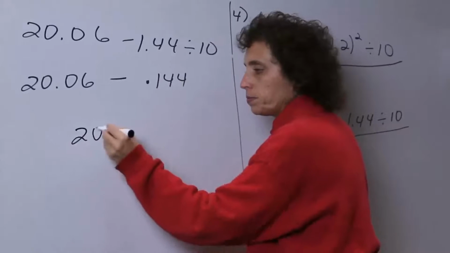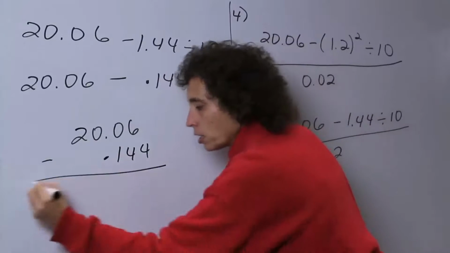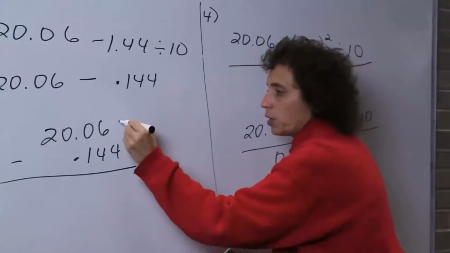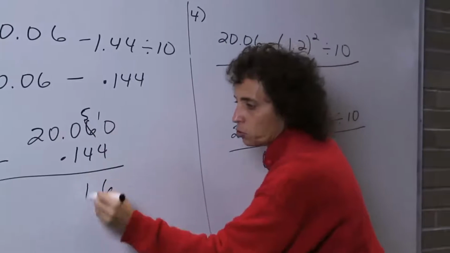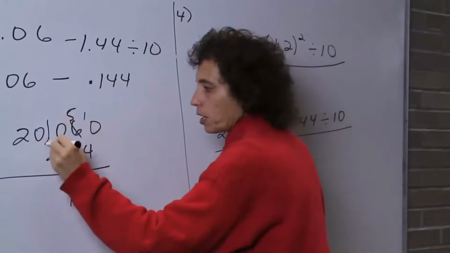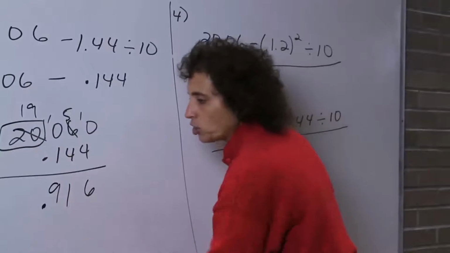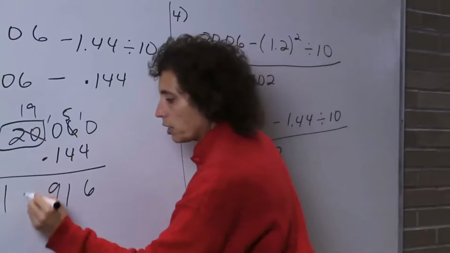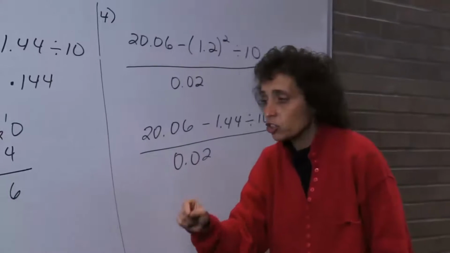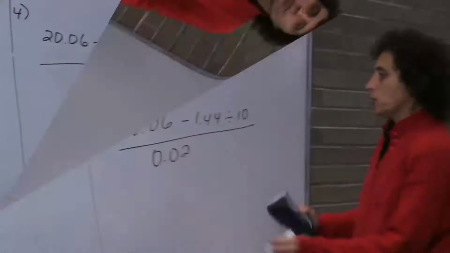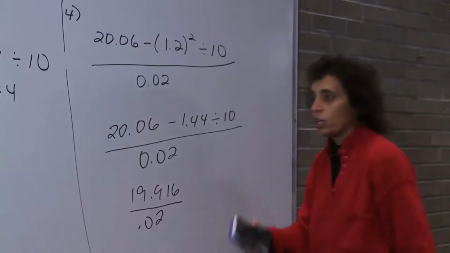Let's line up my decimal. Ready? Kind of tedious, but pretty cool because it's not so bad. Here we go. We're going to borrow. 10 minus 4 is 6. 5 minus 4 is 1. Have to borrow again. Remember, we'll make that 19. 10 minus 1 is 9. Bring down the decimal. There it is. And that's 19. So it's 19.916, or 19 and 916 thousandths. So I have 19.916 divided by 0.02. So let's do the division.